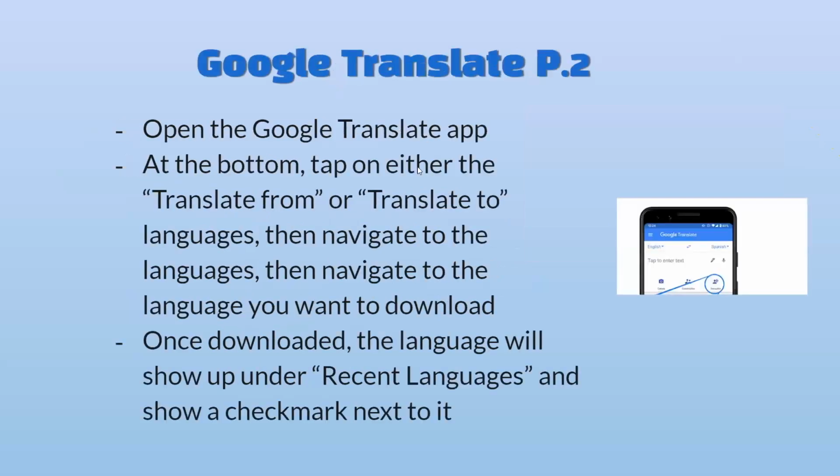You can open your Google Translate app, and at the bottom, tap on either the translate from or translate to language, then navigate to the languages. It'll give you options of which languages you want to download or use. Once you download the language you want to use, it will show up under recent languages with a check mark next to it.